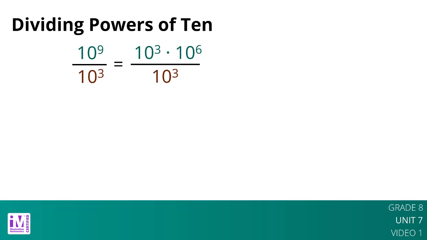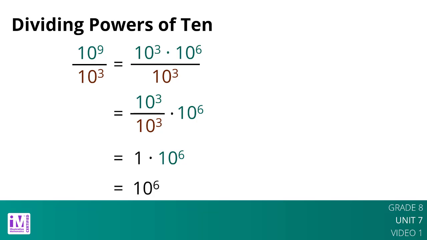This can be rewritten as 10 to the third power divided by 10 to the third power, multiplied by 10 to the 6th power. Since 10 to the 3rd power divided by 10 to the 3rd power is equivalent to 1, the quotient of 10 to the 9th power and 10 to the 3rd power is 10 to the 6th power. This gives us a new exponent rule. When dividing powers of 10, the exponent in the denominator is subtracted from the exponent in the numerator.